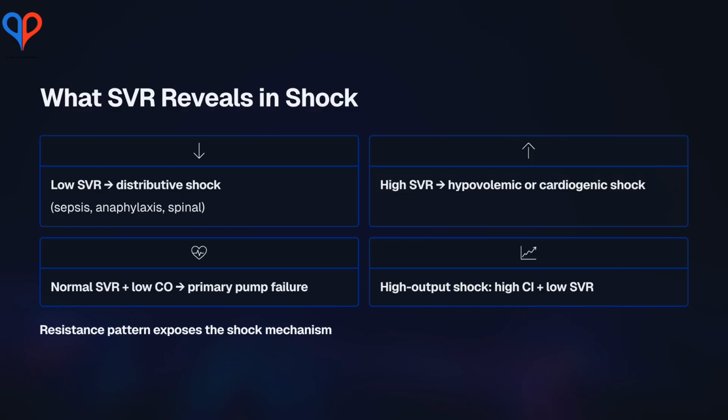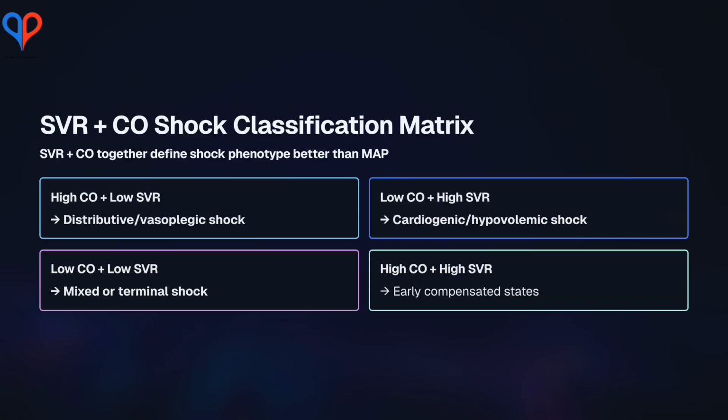When SVR is normal but cardiac output is low, the primary problem is pump failure rather than tone. High-output shock arises when cardiac index is elevated, but SVR is profoundly low. Here, resistance is the dominant abnormality despite vigorous flow. The SVR plus cardiac output matrix provides an immediate visual framework for classifying shock.